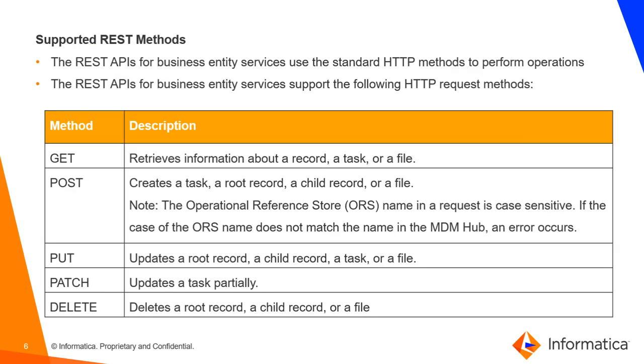Supported REST methods. The REST APIs for business entity services use the standard HTTP methods to perform operations. The REST APIs for business entity services support the following HTTP request methods. Get call retrieves information about a record, a task, or a file. Post call creates a task, a root record, a child record, or a file. Put call updates a root record, a child record, a task, or a file. Patch updates a task partially. Delete will delete a root record, a child record, or a file.